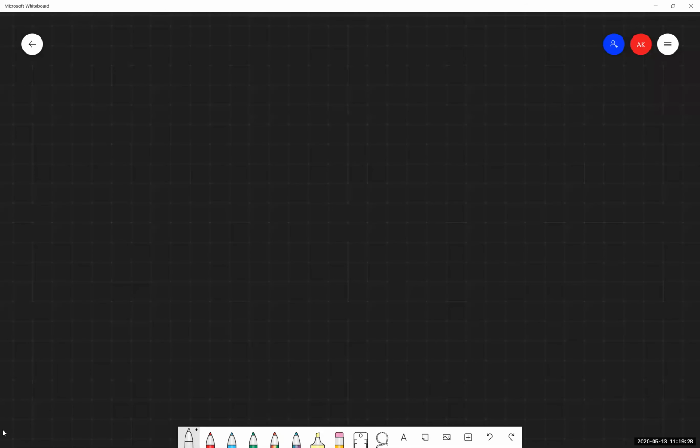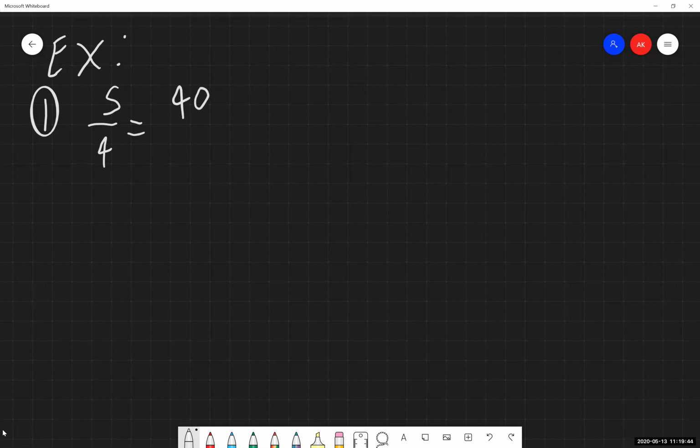Okay. So our first example that we were working with from the solving proportions, we had 5 over 4 is equal to 40 over m. Lowercase m. Okay. So we set up the proportion equation. We have a fraction equals a fraction. Great. Now, because I have a fraction equals a fraction, I can cross multiply.